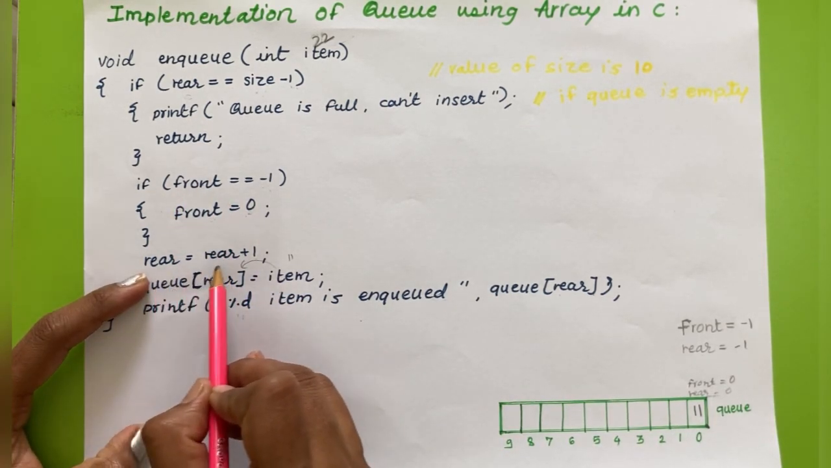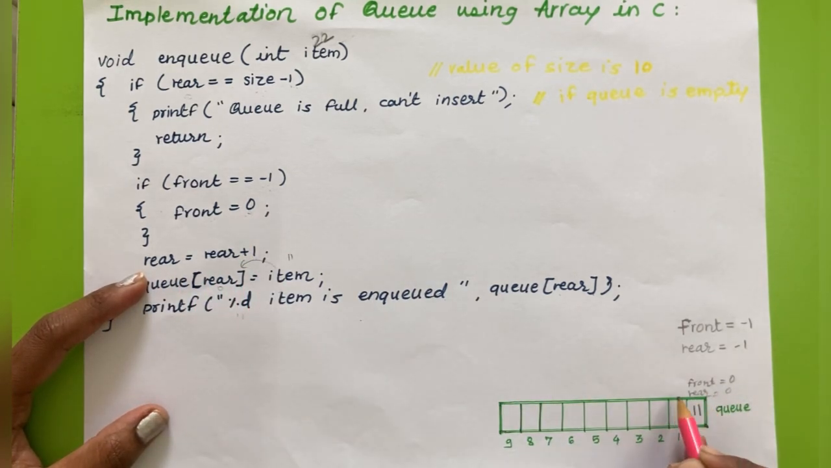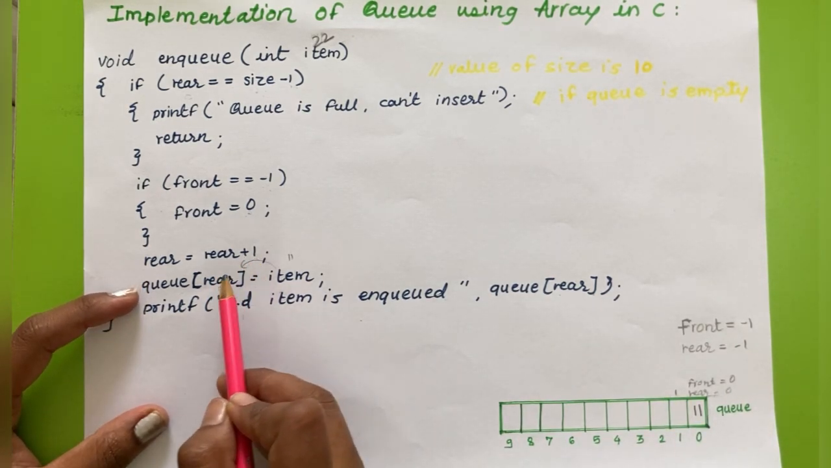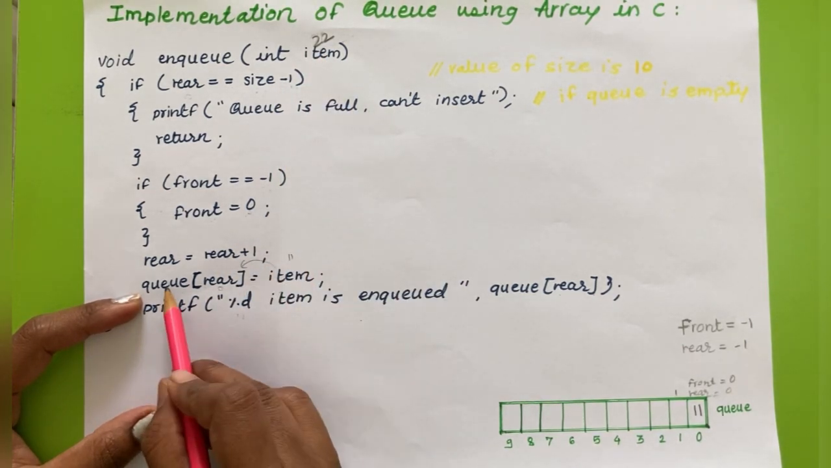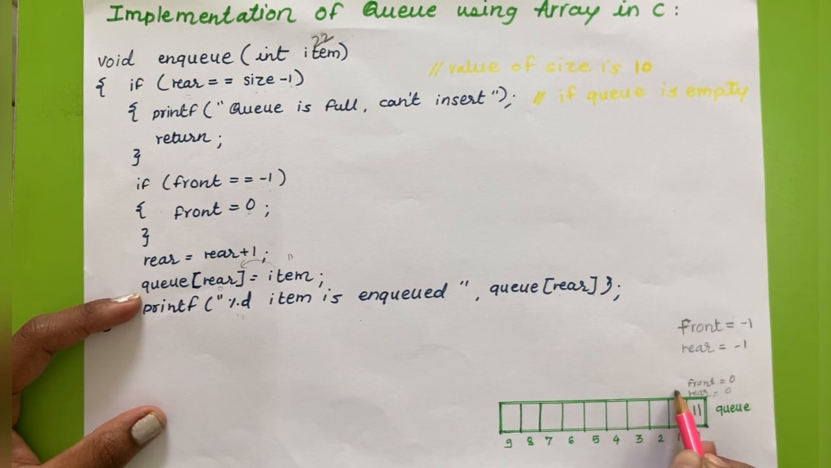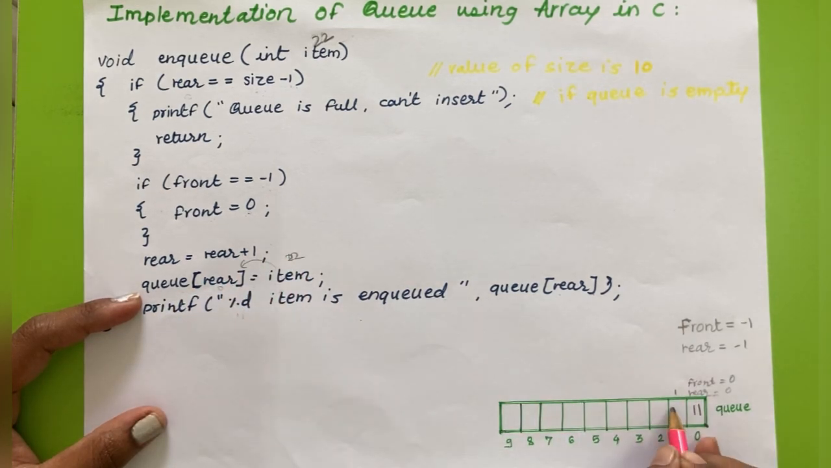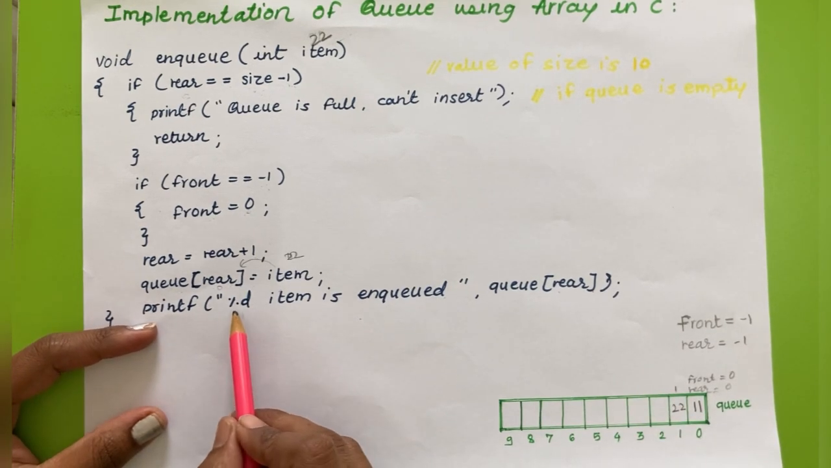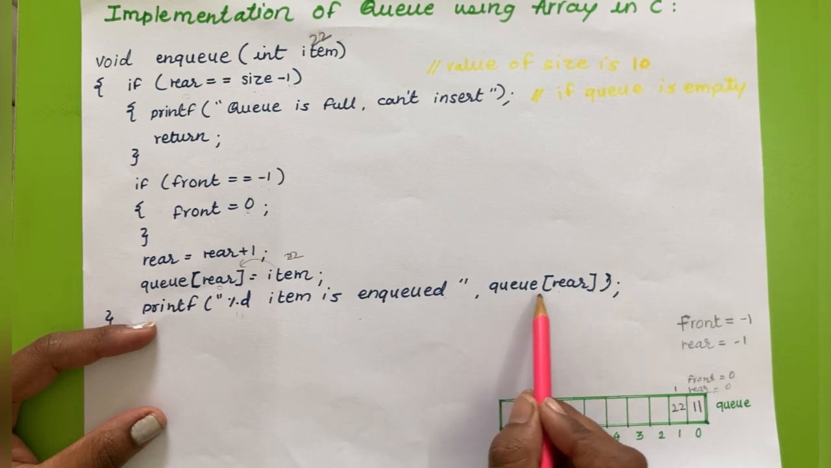So it will update the rear, that is rear is equal to rear plus 1. Now our rear will get updated to 1. Okay, it is incremented by 1, and now we will insert the value 22 to the queue of rear. So queue of rear is now the element at the first position. Item 22 will get copied in the queue of rear. So 22 gets inserted in the queue. Now we will print that 22 item is enqueued, with the help of queue of rear.